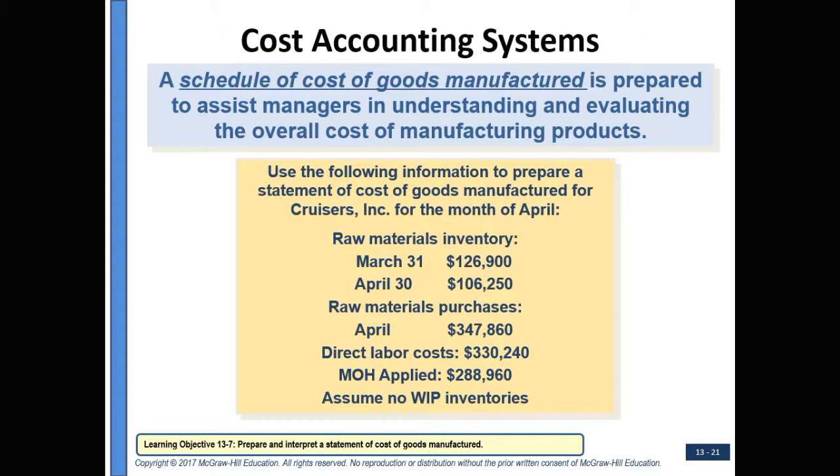Raw materials inventory on March 31st of $12,900. On April 30th of $106,250. Purchases during April of $347,860 in raw materials. Direct labor costs of $330,240 and applied manufacturing overhead of $280,960, assuming there are no work in process inventories.